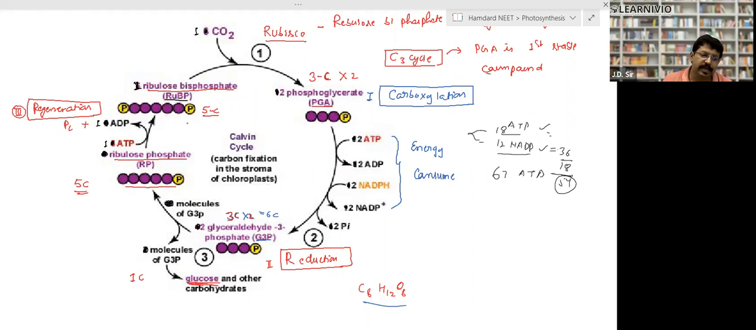So what does RuBP do? RuBP is a 5-carbon compound, right? It takes 1 carbon from the carbon dioxide and delivers the carbon for the formation of glucose. That's why at every cycle 1 carbon is delivered by the RuBP, right? And for the formation of a glucose molecule, a total of 6 carbons are required. So the Calvin cycle has to go 6 times for the formation of 1 molecule of glucose.